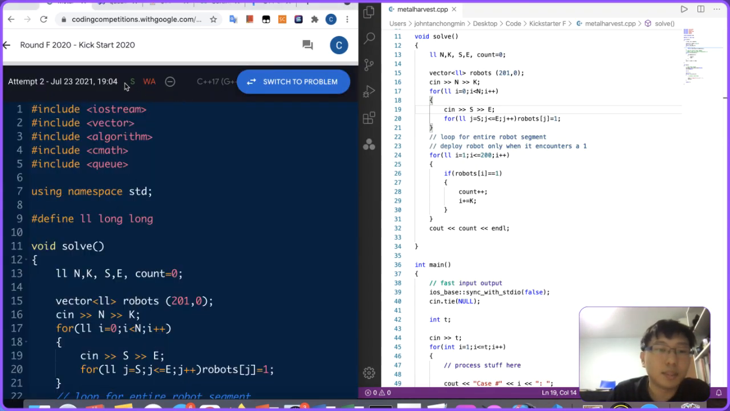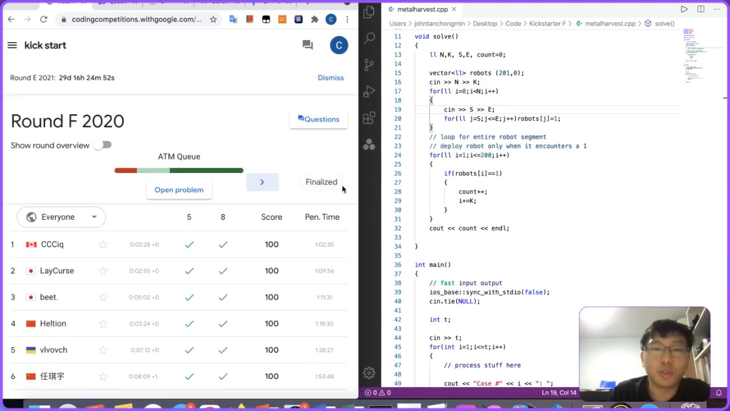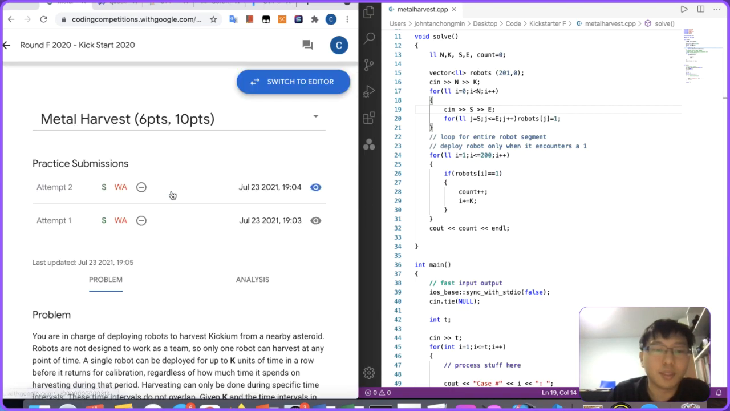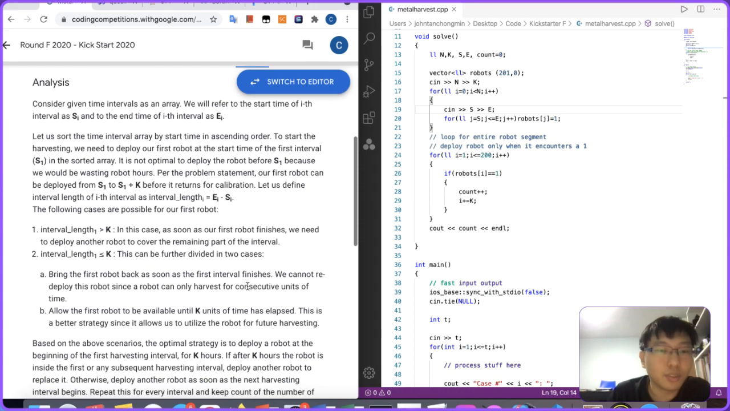Yeah, looks like this approach doesn't really work. All right, let's see the answer. Okay, let's sort the time interval by start time. Yeah, I was thinking of that also. Not optimal to deploy robot before S1 because we'll be wasting. Yeah, so it's S1 plus S1 plus K.